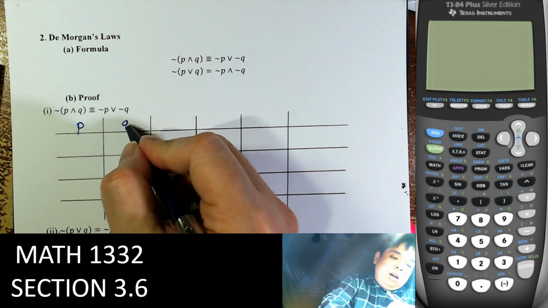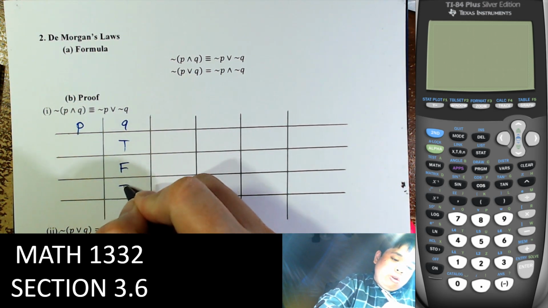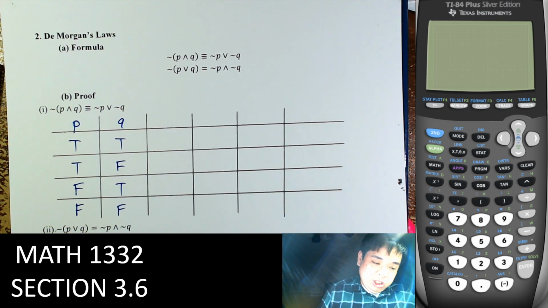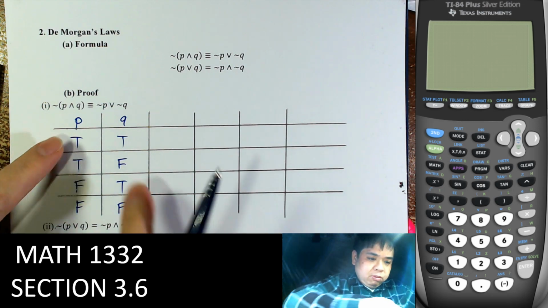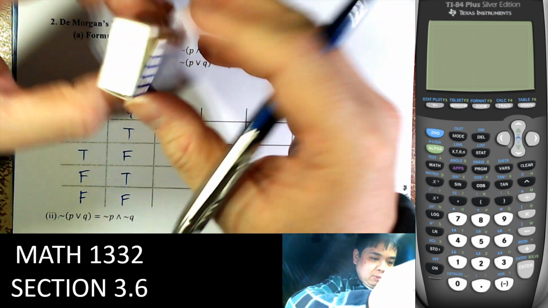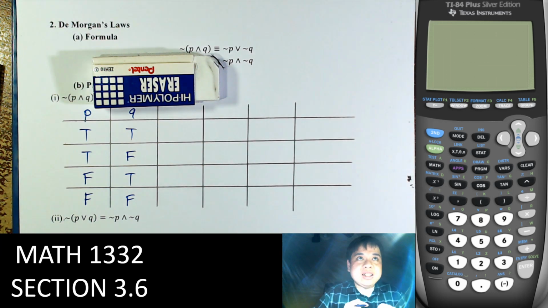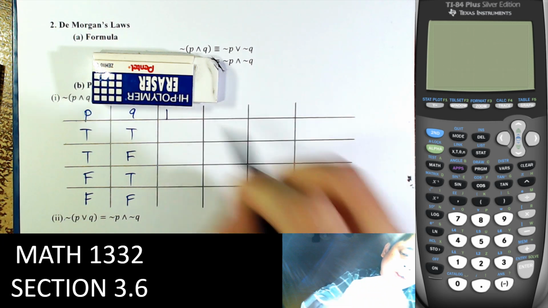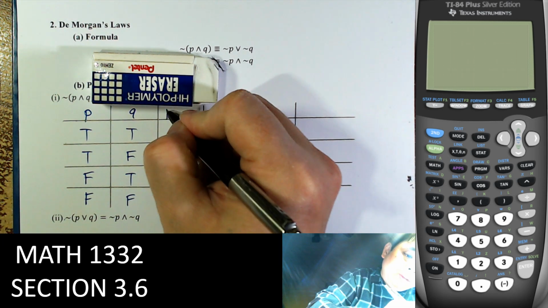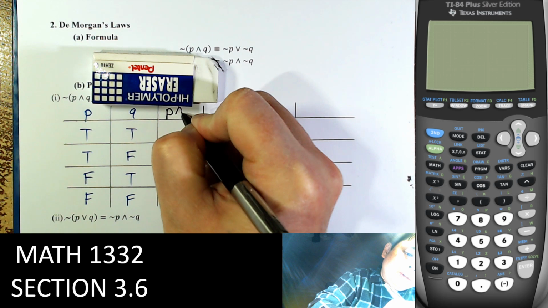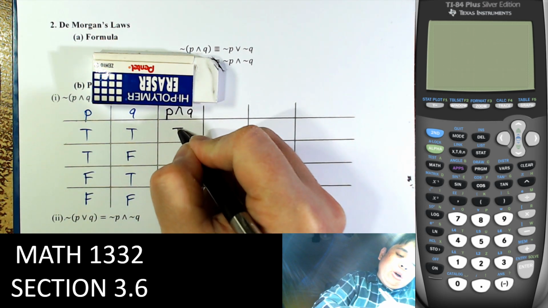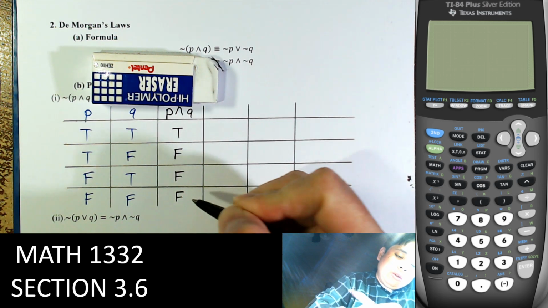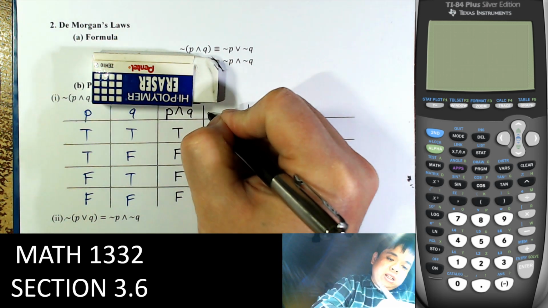Right, so the second statement: true, false, true, false, true, true, false, false. So that's all the scenarios there. Now focus on this one. First we do the conjunction P and Q. It is true when both of them are true and false everywhere else. Now we just need to negate that.